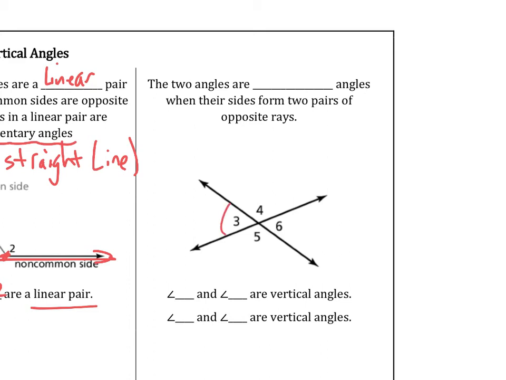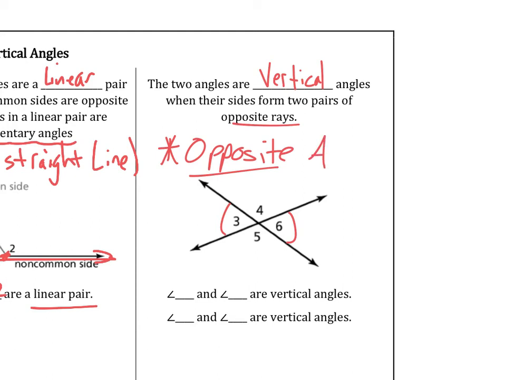But when we talk about these opposite angles, they are called vertical angles. So two angles are vertical if their sides form opposite rays. Basically, just know that they are opposite angles. When we have two intersecting lines, they are opposite angles. That's the key. All right?